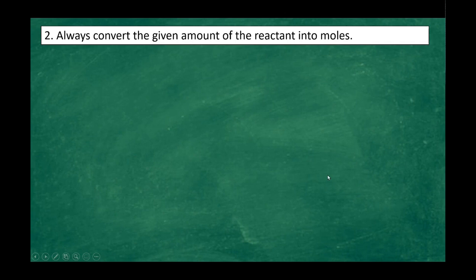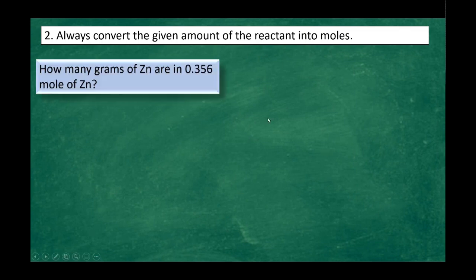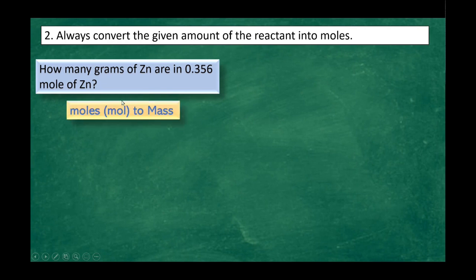So now that we know the mole ratio, let's proceed on how to convert the given amount into moles. It will depend on the problem. In some problems, class, the amount is given in grams and some are given in moles. So you have to convert it, and do not be confused. For example, we have here: how many grams of zinc are in 0.356 mole of zinc? So we have moles to mass because the mole here is already the given.